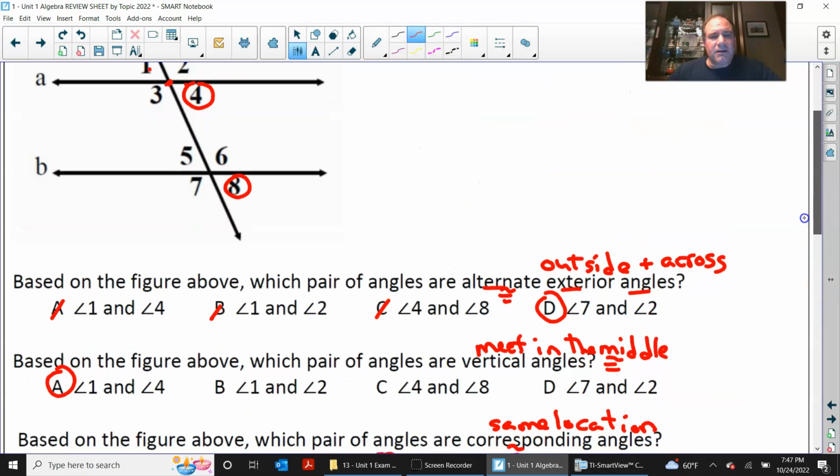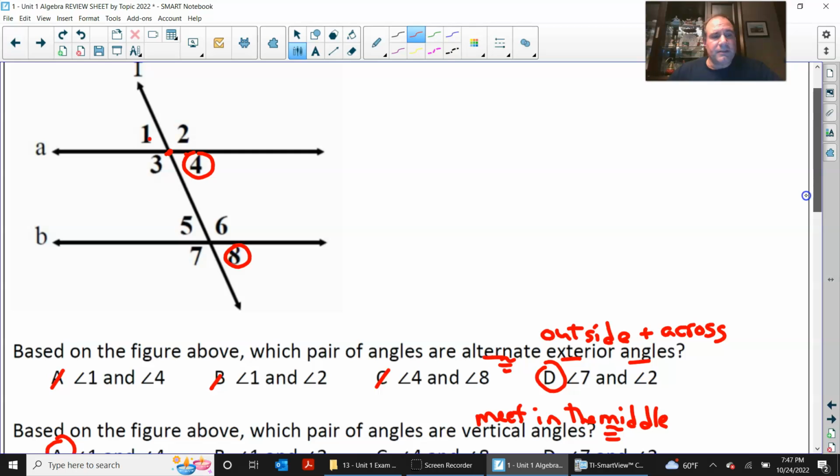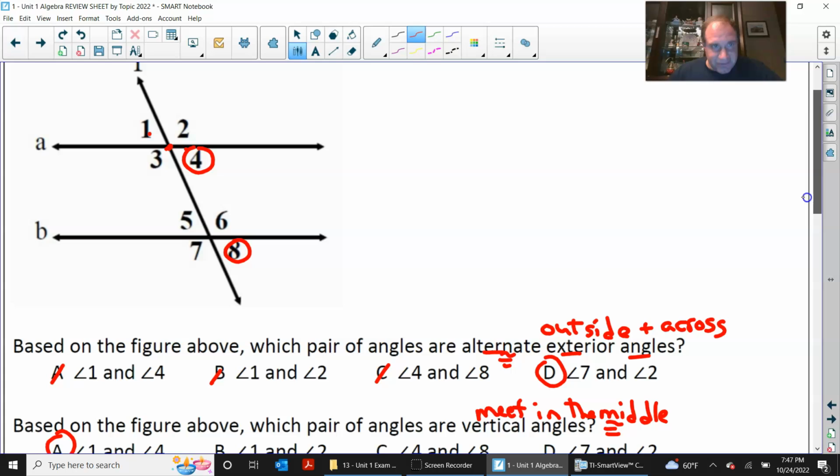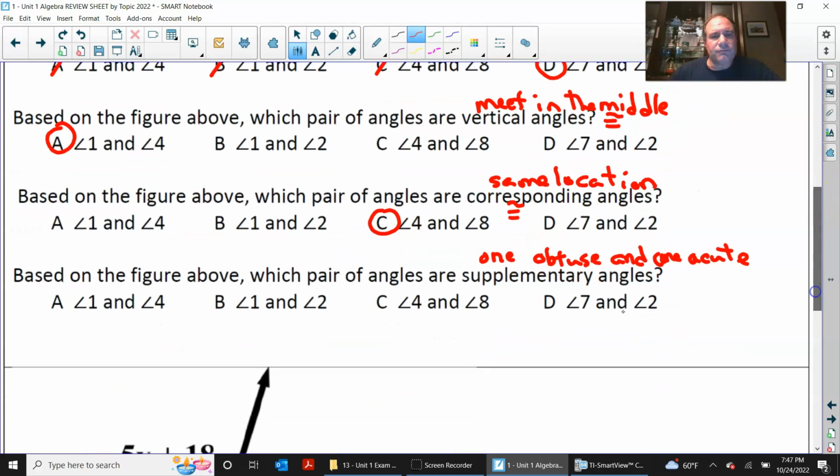So, which pair are supplementary? 1 and 4 are vertical. 1 and 2, yes. 1 is acute, 2 is obtuse. Supplementary angles, 1 and 2. B is your answer.